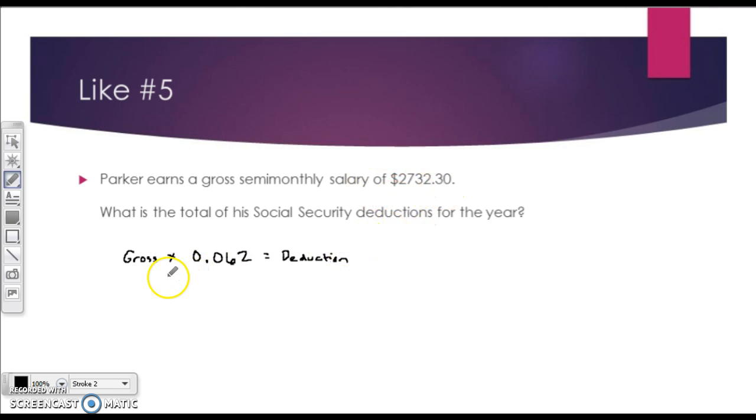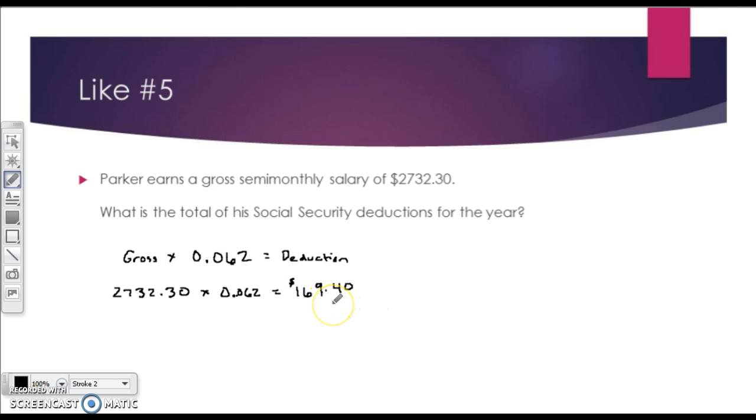So here, Parker makes $2,732.30. So I'm going to multiply that times 0.062 to find the amount of his deduction for each paycheck. So I'm going to put that in my calculator. I put in $2,732.30 times the Social Security rate, which is 0.062. And I find that each paycheck, they take out $169.40. Now I had to round that a little bit because there were more decimals there, but I made it look like money.